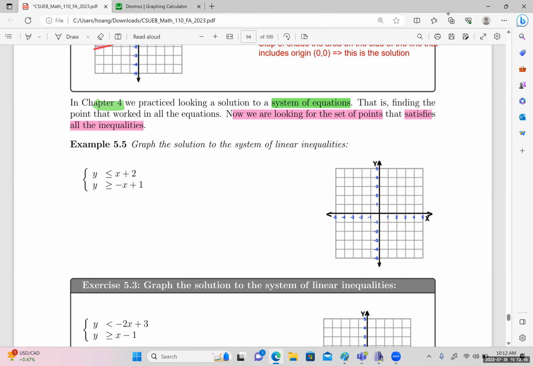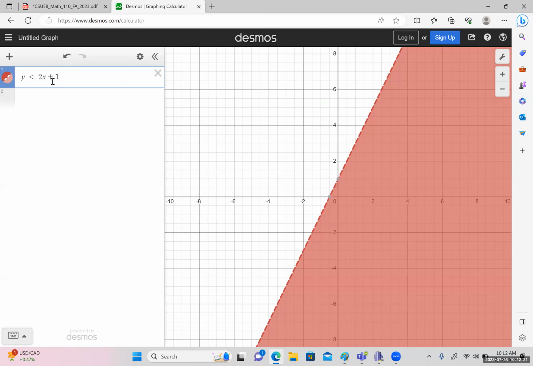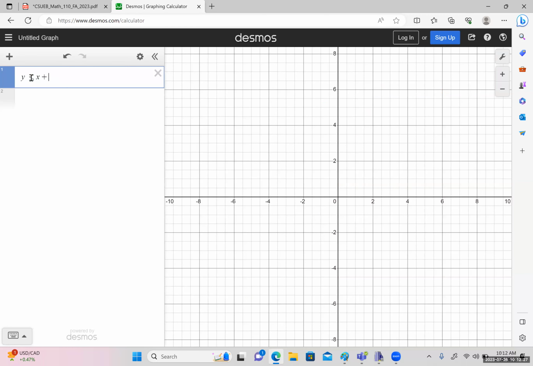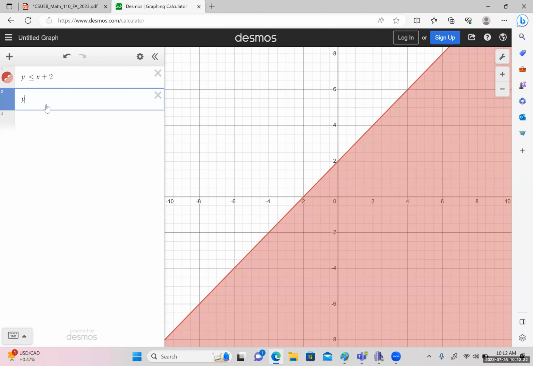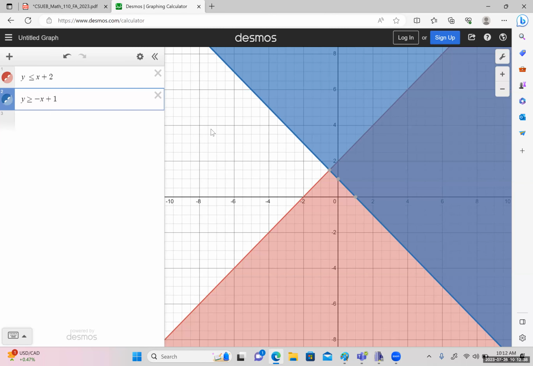Let me show you how this will help us for this. So we have y less than or equal to x plus 2, right? So this is the first area, and I have the second one, say y greater than or equal to -x plus 1. And then you see that I have another shaded area, and these two areas will have an overlap of shadings. All right, the overlap shading area will be the solution of the system.